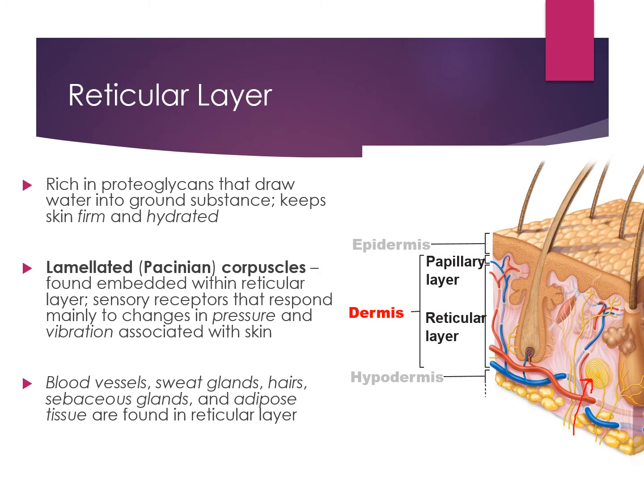They're found embedded within the reticular layer. These are sensory receptors that respond mainly to changes in pressure and vibration that are associated with the skin. You'll also find blood vessels, sweat glands, hairs, and sebaceous glands, along with a bit of adipose tissue in this layer of the skin.